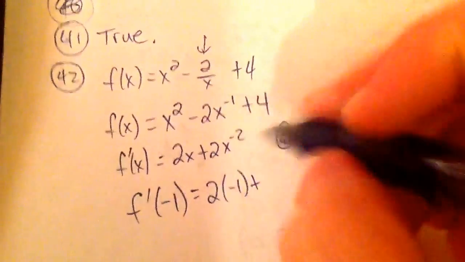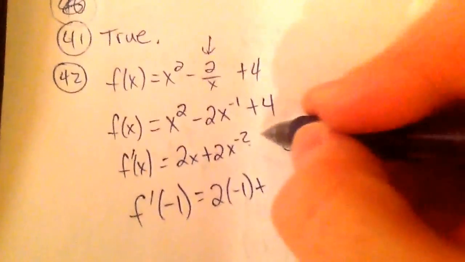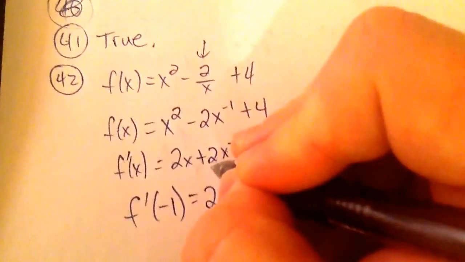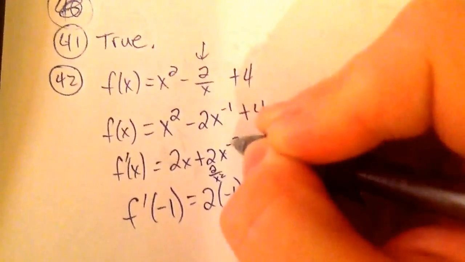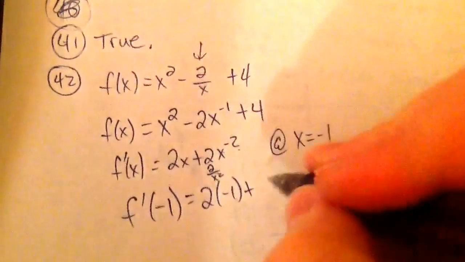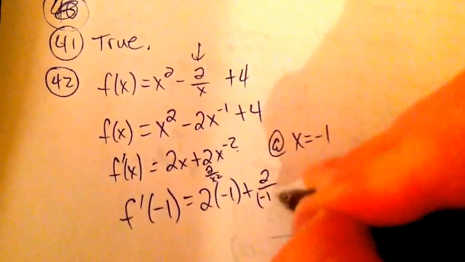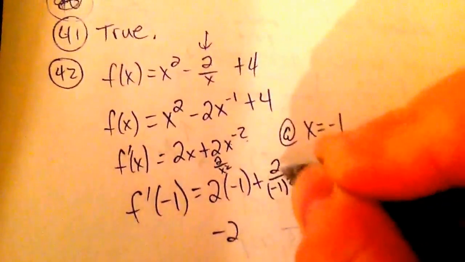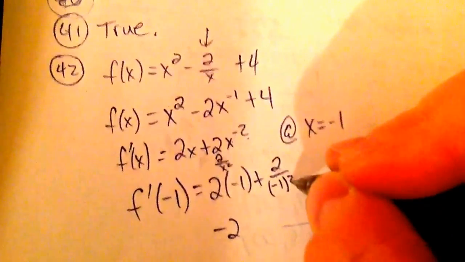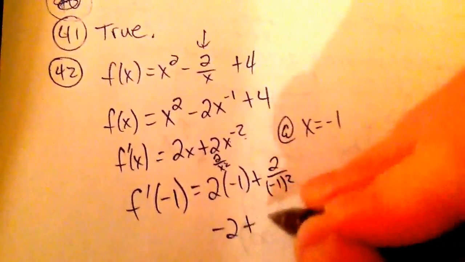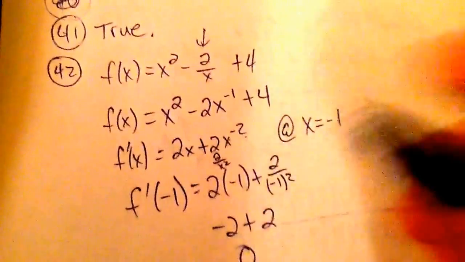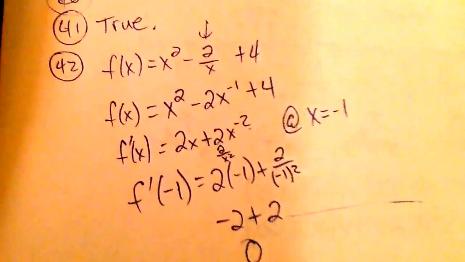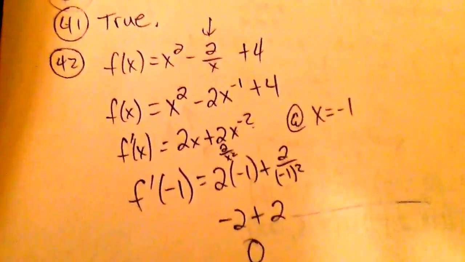It might be easier to write this like so: instead of x to the -2 power, you might want to switch it back to 2 over x squared, right? Negative power, move it to the bottom. So I have 2 over -1 squared. So 2 times -1 is -2. -1 squared is 1, so that's 2 over 1, which is just 2, so I have -2 plus 2. That's how you get 0. So that gives you your answer of C.